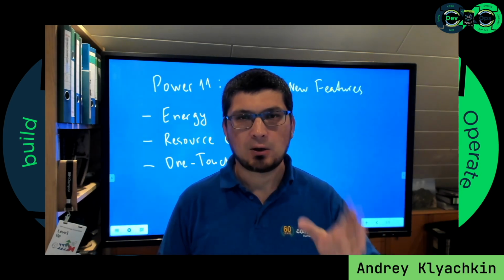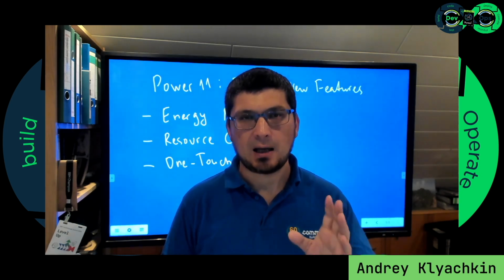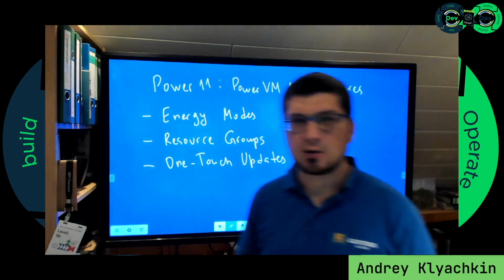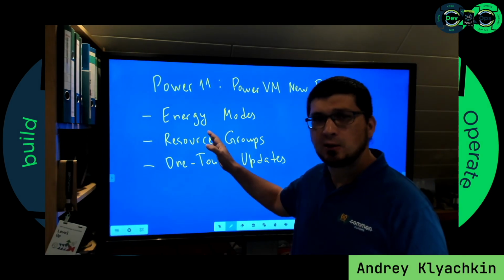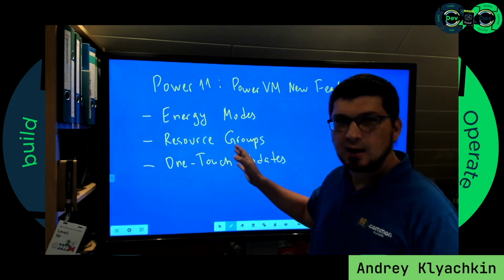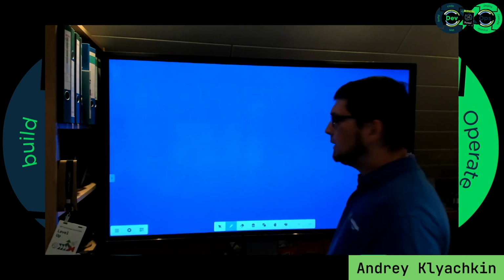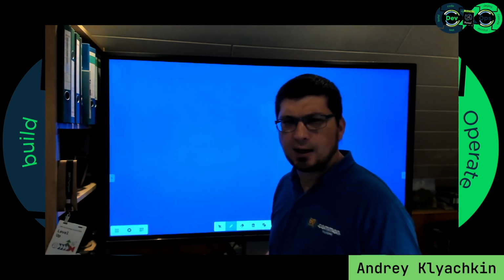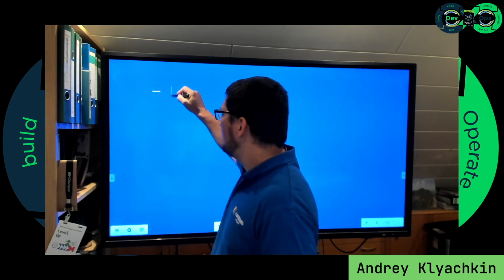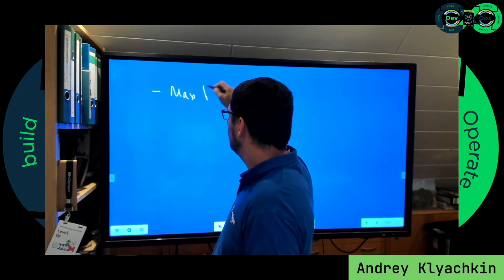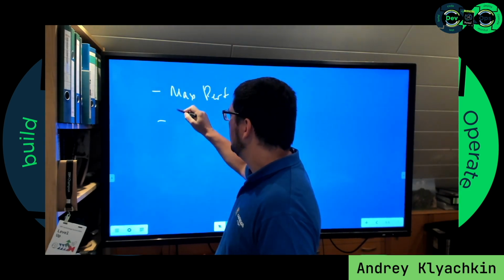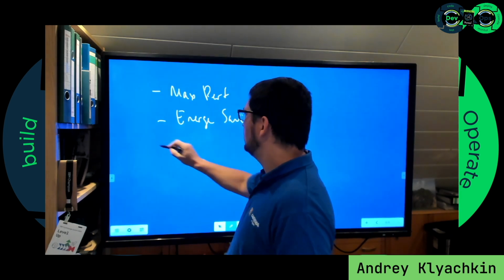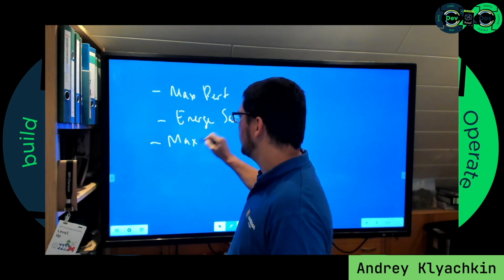So let me talk about 3 features I like in new Power11 PowerVM New Features. So these are energy modes scheduling, resource groups, and one-touch updates. We already had in Power10 and 9 several energy modes. So we had maximum performance mode, we have energy save mode, and maximum energy, if I recall correctly.